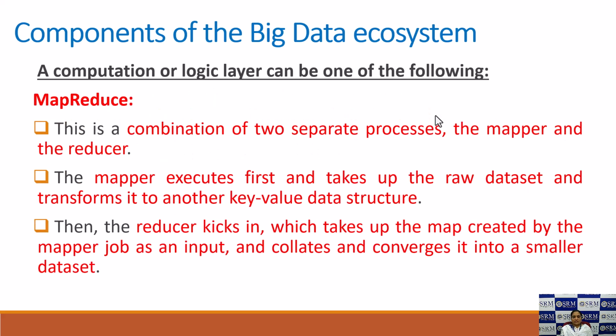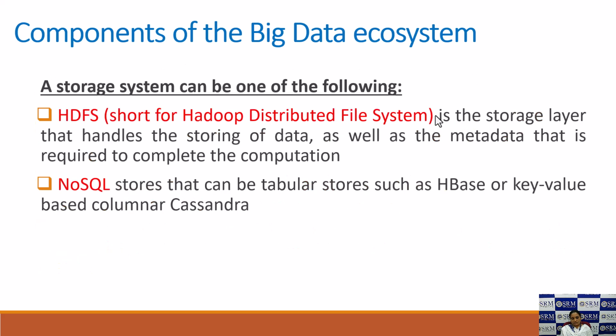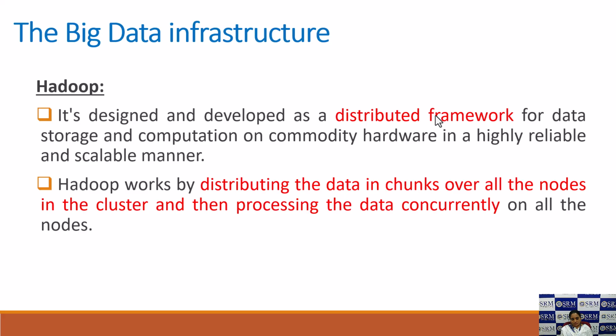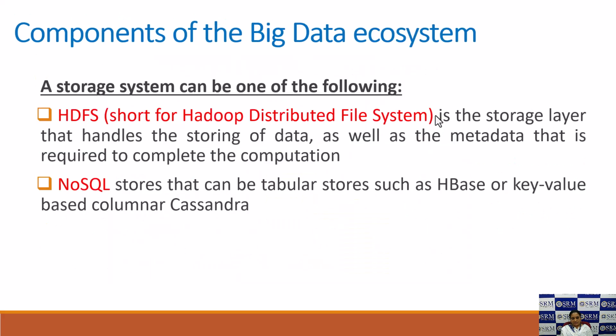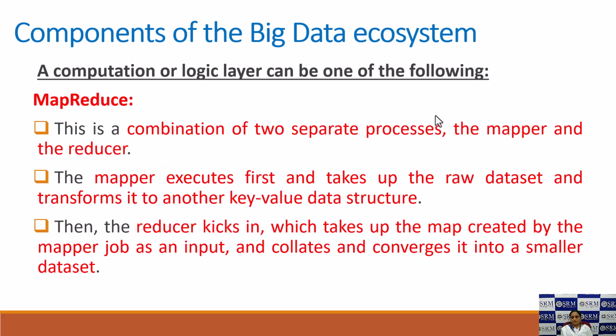The computational logic layer can be done by using MapReduce. So I have introduced Hadoop, NoSQL, MPP, then HDFS, again NoSQL, which was just a repetition, then MapReduce. MapReduce is nothing but a combination of two separate purposes, a mapper and a reducer. The mapper executes first and takes up the raw data set and transforms it into another key value data structure. That means basically the mapper takes the full data set and tries to reduce it, dividing it into various small groups with a key value for each.